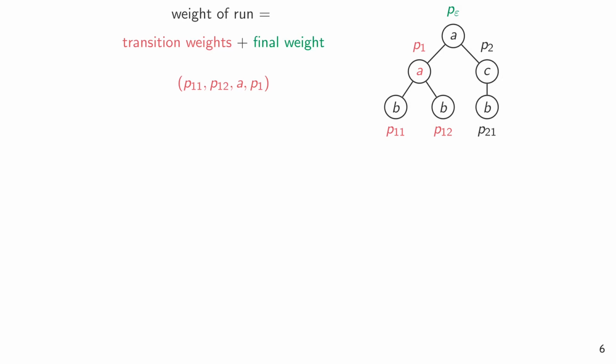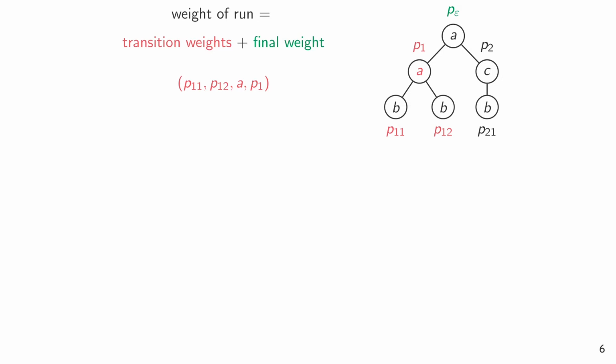So we look at every node, take the transition at this node, sum up the weights of all these transitions, and in the end add the final weight of the state at the root. The weight of a tree then, like for max plus word automata, is simply the maximum over all runs on this tree.